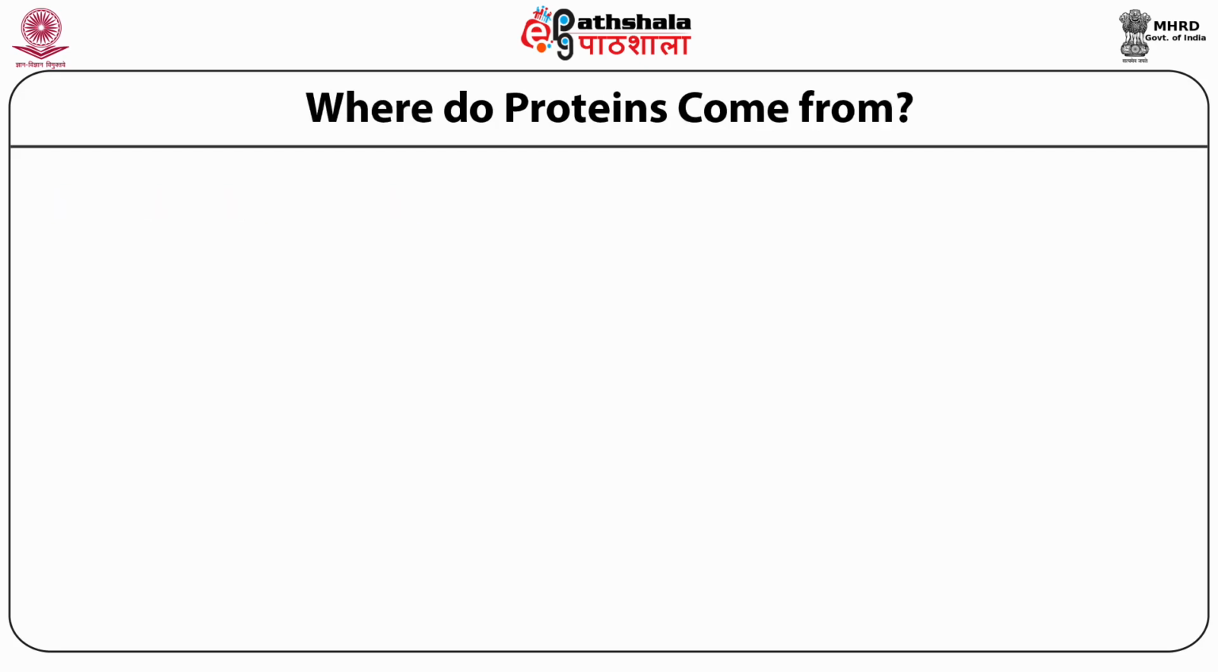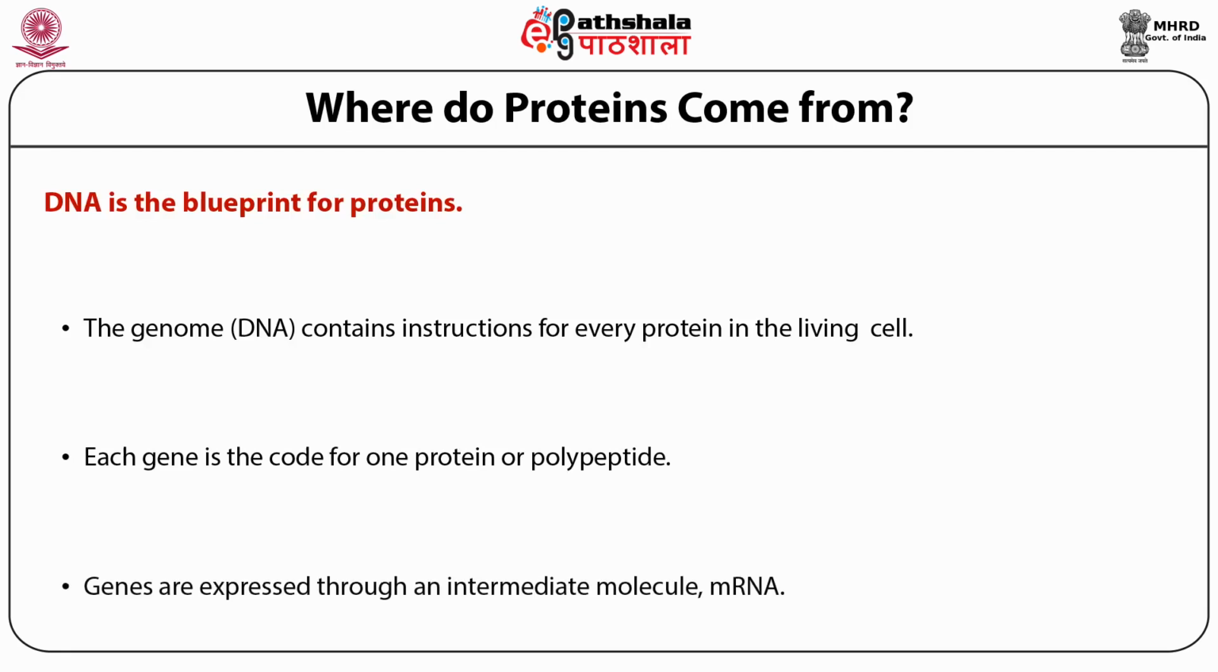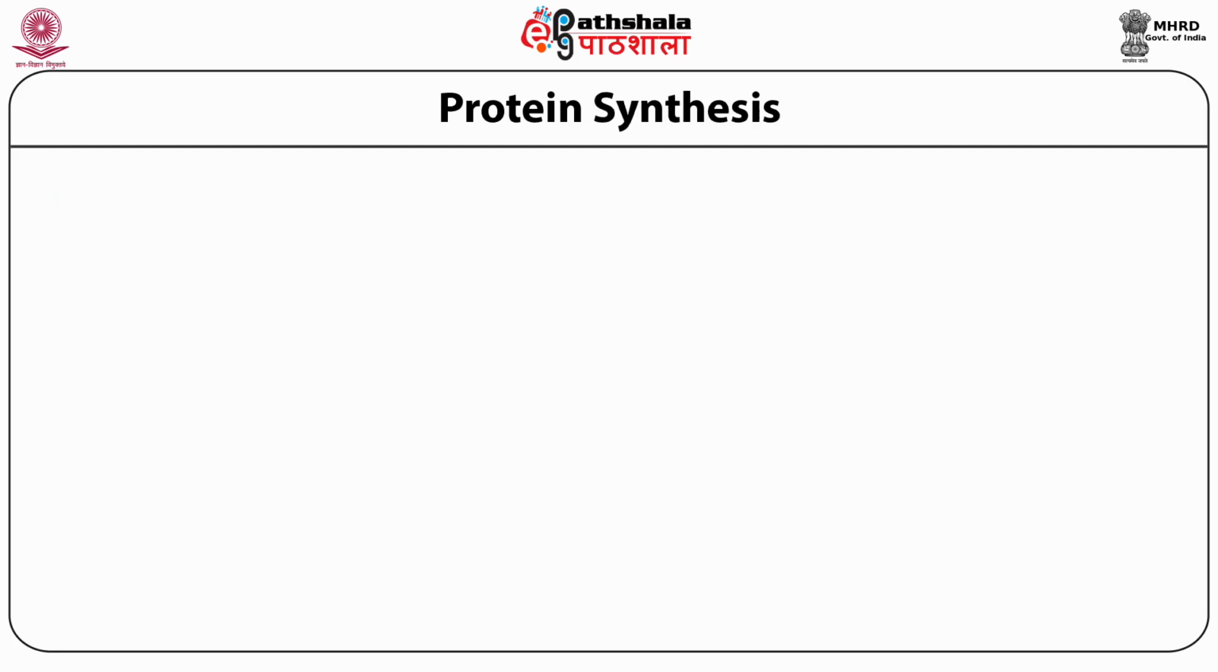Where do proteins come from? DNA is the blueprint for proteins, as we all know. The genome contains instructions for every protein in the living cell. Each gene is the code for one protein or one polypeptide chain. Genes are expressed through an intermediate molecule called mRNA in the process of transcription. This then gets translated outside of the nucleus at the ribosomes, and the proteins are synthesized.